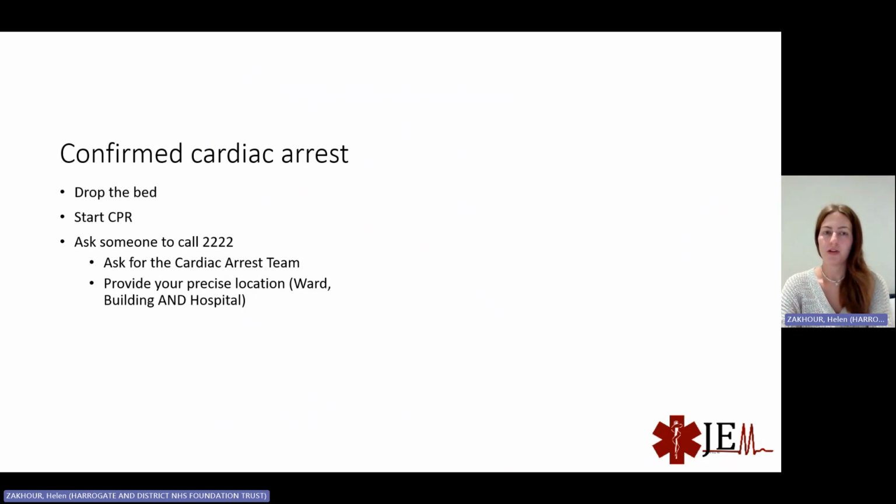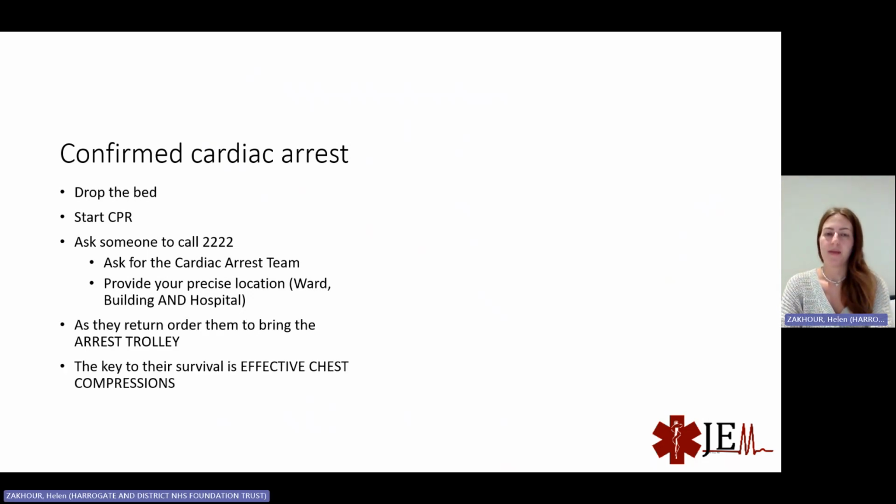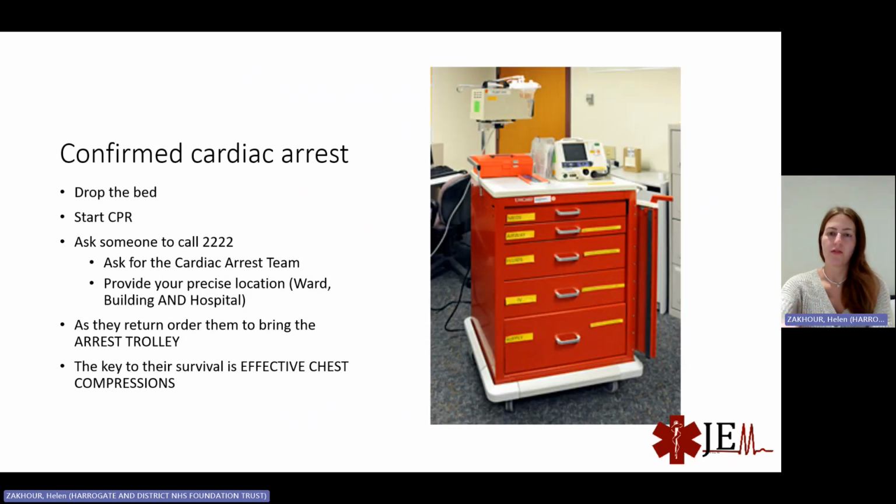So once they've called 2222, you can ask them to bring the cardiac arrest trolley. And this is a big trolley with all the equipment you should need to run an arrest, and it's all organised from A to E as needed. And then, like I said, we need to make sure we're doing good quality, effective chest compressions. So that's one of the trolleys. You can see it's kind of labelled, and it's got the different things in different sections. On top of it is the defib, which comes in very handy, as we'll discuss later.